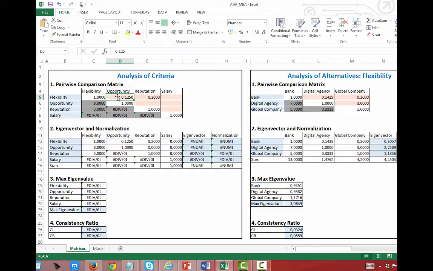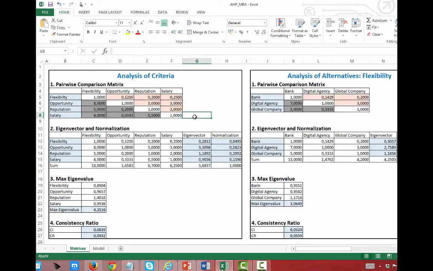After filling all the cells with the corresponding level of intensity, salary is more important than flexibility with a value of 4. Opportunity is more important than reputation with a value of 5. Opportunity is more important than salary with a value of 3. And finally, reputation is slightly more important than salary with a value of 2. You will then notice that the values of the rest of the charts, chart 2, chart 3, and chart 4, are automatically generated.